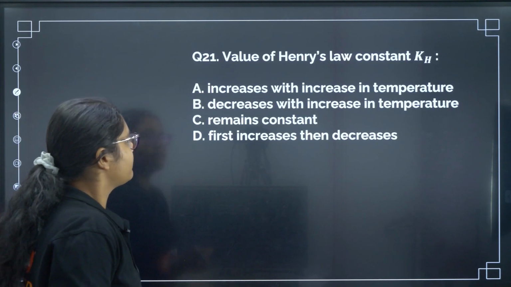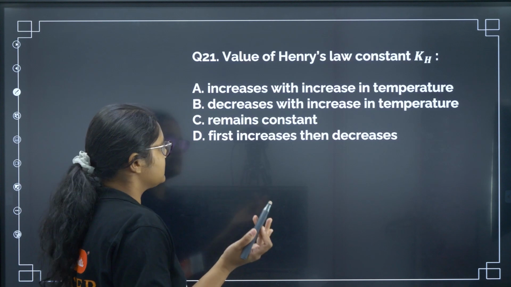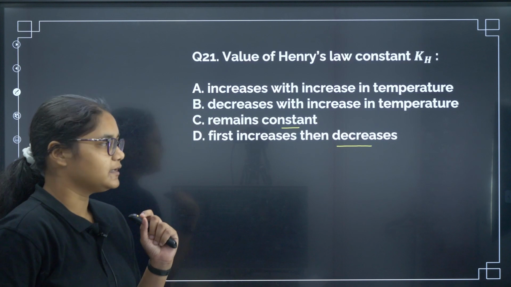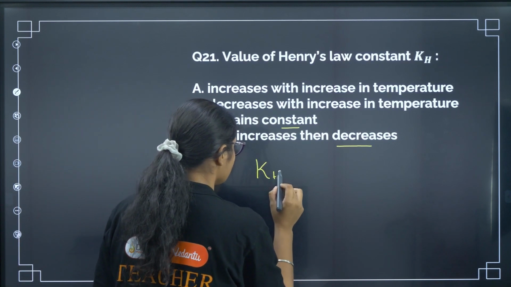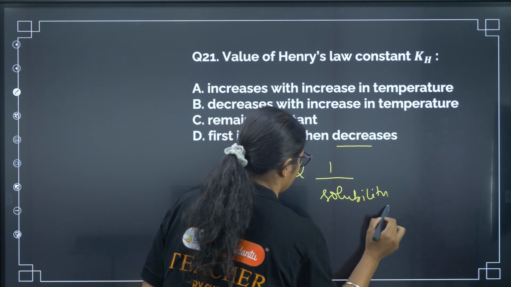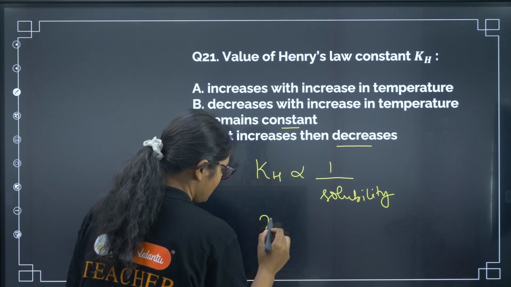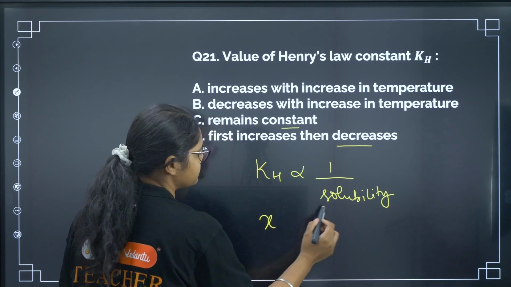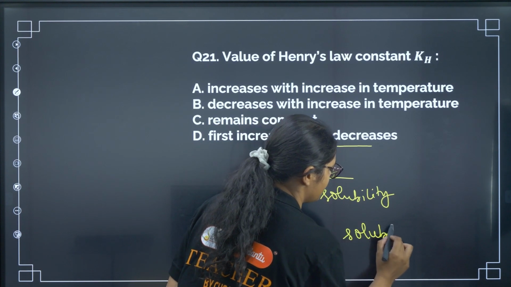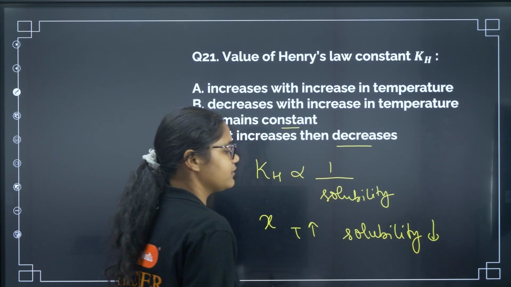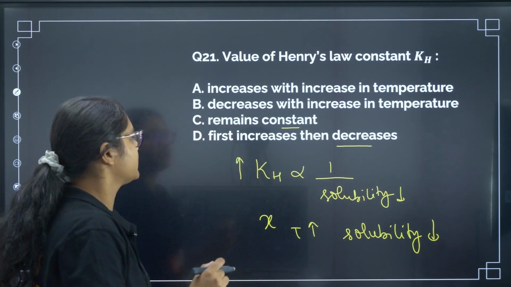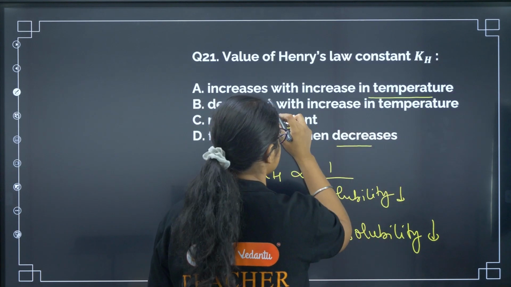Okay, next. The value of Henry's law constant Kh: increases with increase in temperature, decreases with the increase in temperature, remains constant, or first increases and then decreases. So see here, we know about solubility. Kh is inversely proportional to solubility. If temperature increases, then solubility will decrease. So if solubility will decrease, then Kh will increase, right? So that is why we can say there is an increase in Kh value with the increase in temperature.